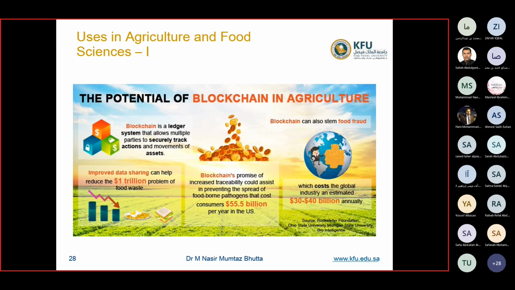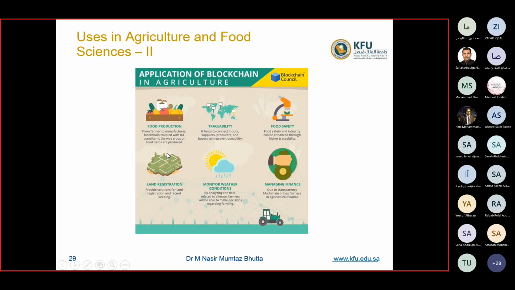So this kind of information can be tracked and traced, and food frauds can be stopped, which can cost around 30 to 40 billion annually. So you can see it has a big potential for agriculture. So what applications can be there?